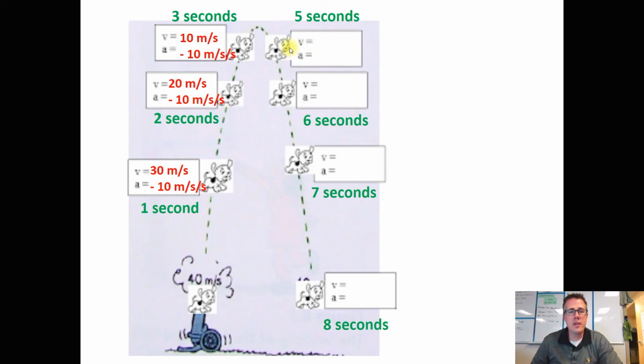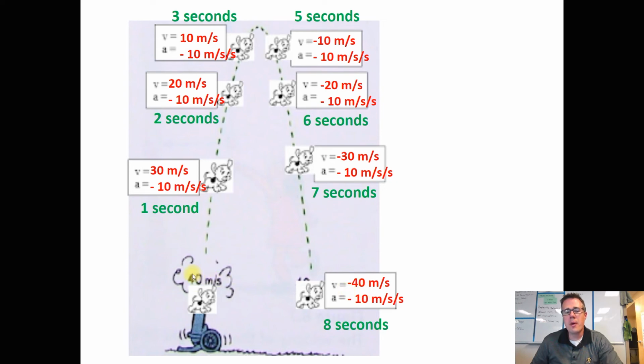Now velocity and acceleration are in the same direction. So our velocity should be an increasing number. So now it's gone from 0 at the tippy top down to negative 10. But acceleration is still taking away 10 each time. One more second later, we're at negative 20. One more second later, negative 30. And once it gets all the way back down to the bottom, negative 40.